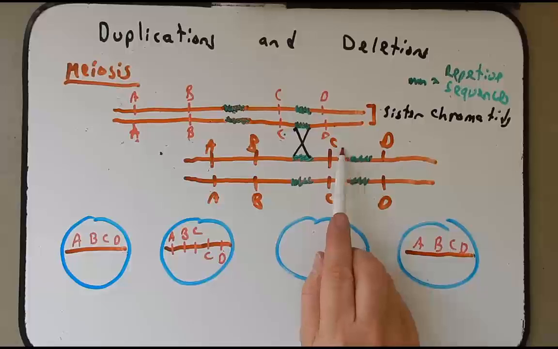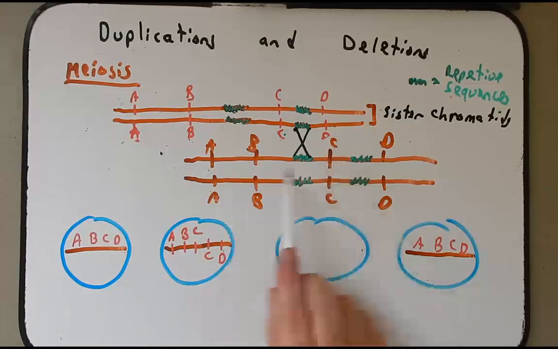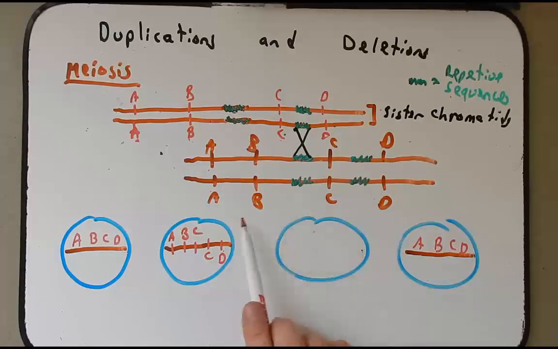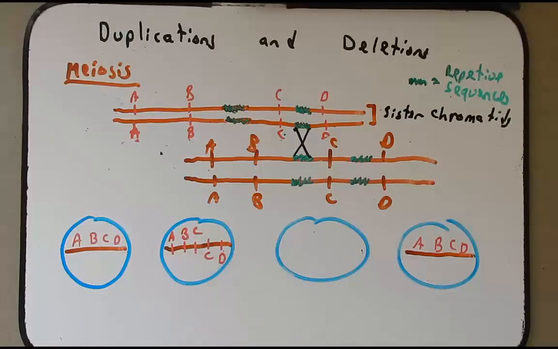It duplicated this region. Now, I drew this fairly simplistically with only 4 genes here, but you can imagine when this happens, you may duplicate more than one gene. You may duplicate a whole region. But in this more straightforward model here, we only duplicated 1 gene here.